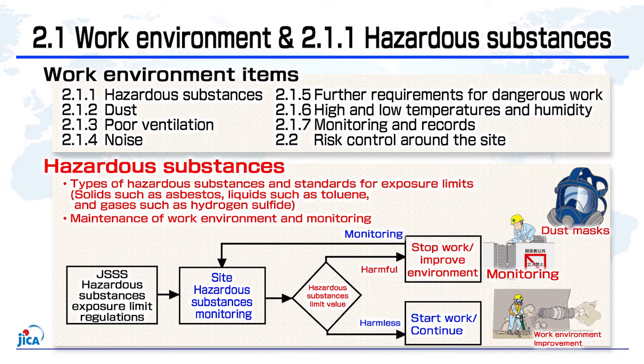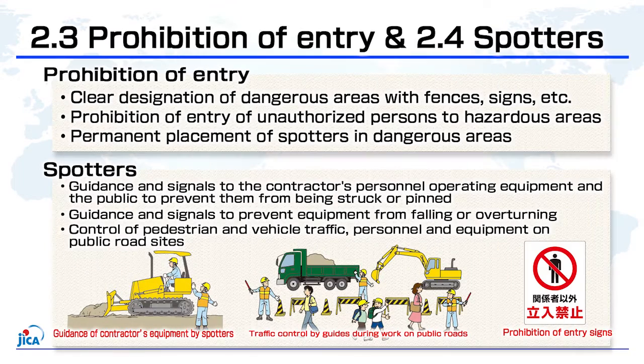2.1.1 stipulates that hazardous substances must be monitored on site, and if they exceed the exposure limit, the work must be stopped or the work environment must be improved. Sections 2.3 and 2.4 cover prohibition of entry measures and placement of spotters to ensure the safety of the contractor's personnel and the public. They stipulate the installation of barriers and signage in dangerous areas of the site, the prohibition of entry by unauthorized persons, and the placement of spotters at all times.